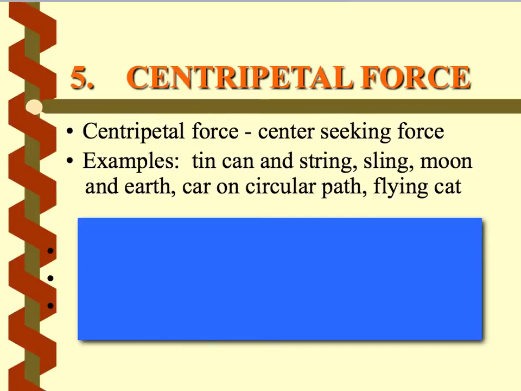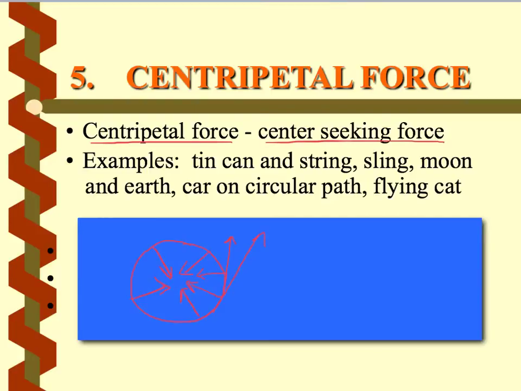Now, what is the force that causes an object to go around in a circle? We call this force centripetal force, and it is a center-seeking force. Remember, Newton's first law of motion says that an object in motion will stay in motion in a straight line and at a constant speed. So if it is not staying in a straight line and at a constant speed, but instead it is changing its direction to follow a circular path, there must be a force acting on it. That force is centripetal force, meaning center-seeking force.